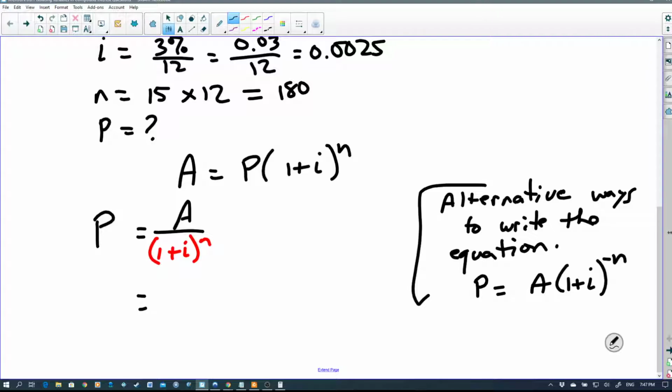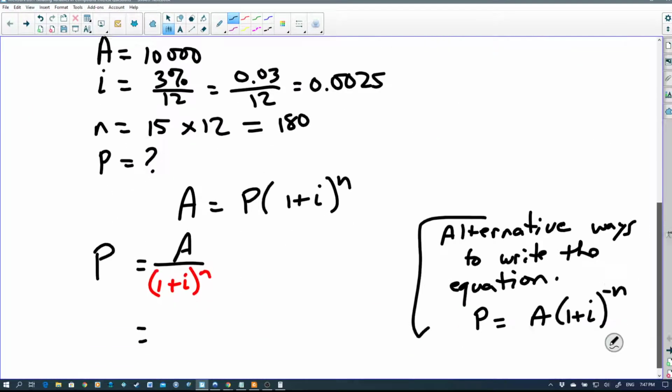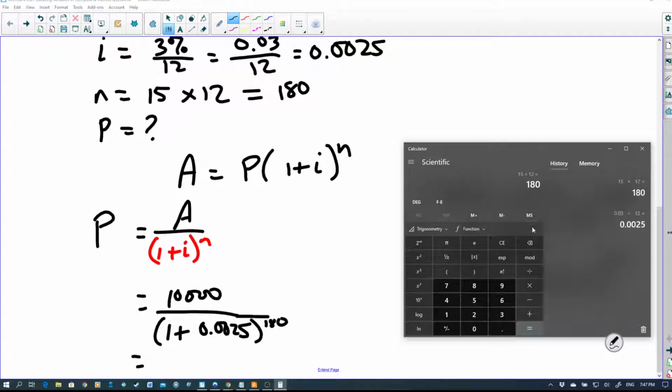And now we can substitute all of our values in. So we've got our A, which is 10,000, divided by 1 plus 0.0025, all to the power of 180. And I'll pull up my calculator and show you how I would type that in. So this is an older style calculator where I have to do things a little bit backwards sometimes, but I think I can do this one exactly as it's stated.